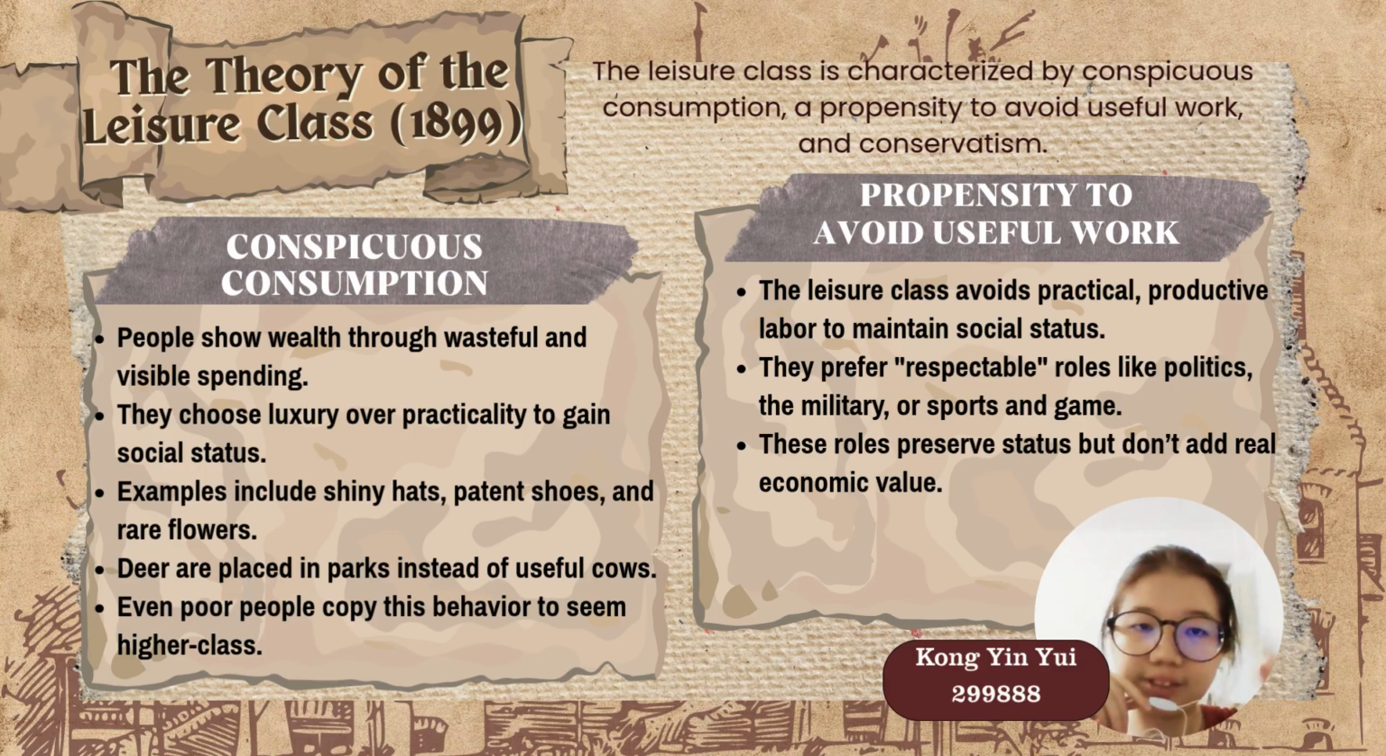His Theory of the Leisure Class described conspicuous consumption as spending done just to show off wealth, not for practical use. People buy luxury items like shiny hats or real flowers to gain social status. Even the poor imitate this behavior to seem higher class. He also observed a tendency in the leisure class to avoid useful work. They choose roles like politics, military, or sports and games, not because they produce real value, but because these roles are seen as respectable and maintain social status.